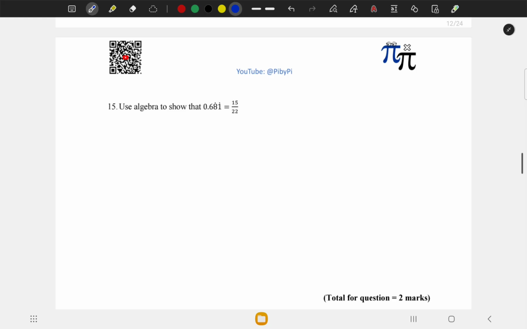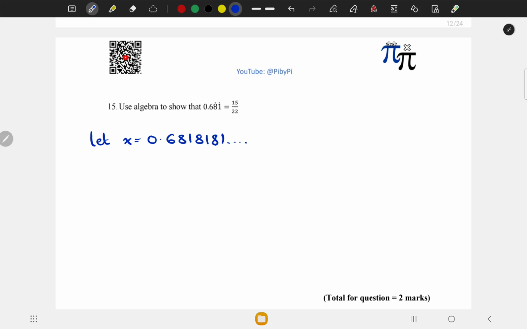We have a recurring decimal, 0.68818181, and you're being asked to use algebra to show that it's equivalent to 15 over 22. So let's see how we're going to go about this. First of all, we just let x be the decimal that they've given us, 0.6. It's the 8 and the 1 that are recurring, so 81 as many times as you want to write it down.